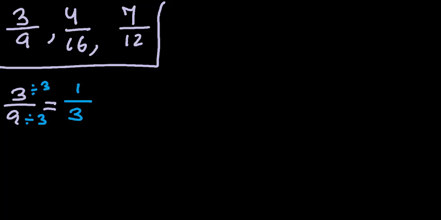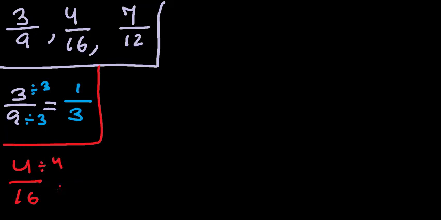Now let's do 4/16. Let me write that down here. I know 4 goes into 4. Does 4 go into 16? Yeah. So if I divided each of these by 4, 4 divided by 4 would be 1, and 16 divided by 4 would be 4, because 4 times 4 is 16. And this would be your answer.